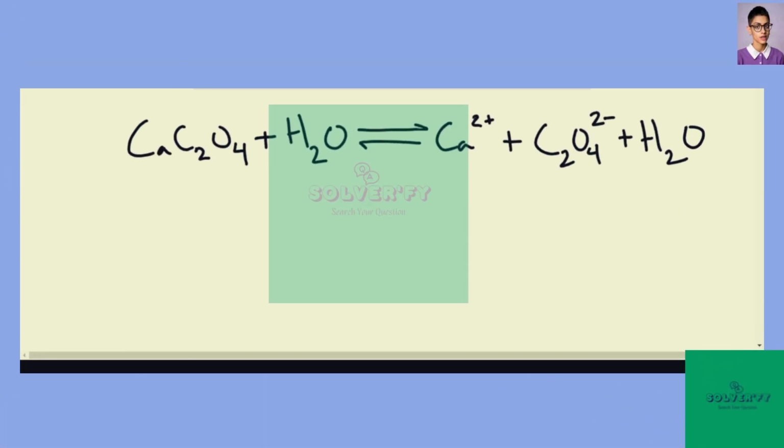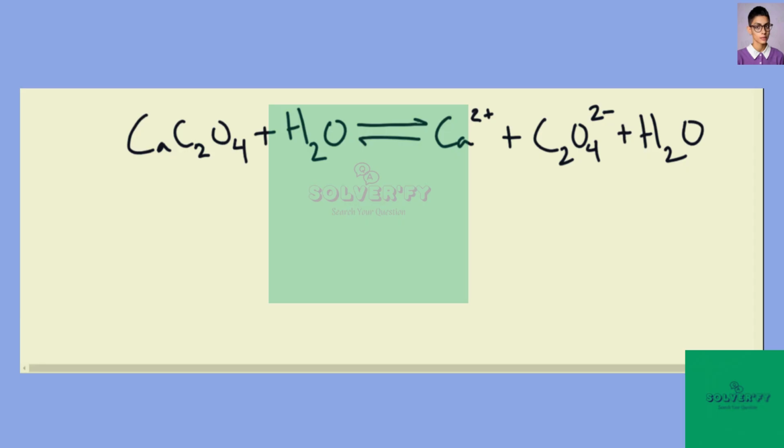So the chemical reaction is given here, and to determine the molarity of the calcium ions, it is necessary to use the solubility product constant. To do so, we need to first know what the initial concentration of the ionic species are.